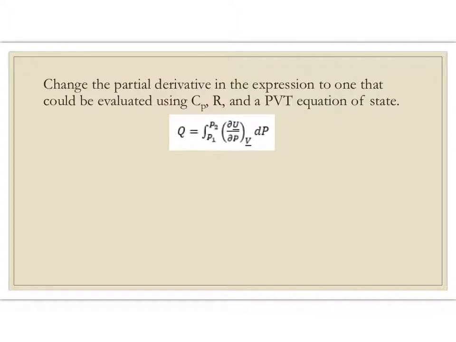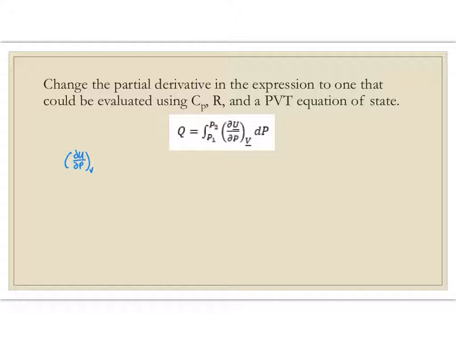And finally, we have a question about, could we change this to an expression that could be evaluated using specific heat values, R values, and an equation of state relating pressure, volume, and temperature. So we won't go all the way to the measurable quantities. We'll stop once we have derivatives of just these variables. All right, so I'm really just looking at the dU/dP at constant volume.